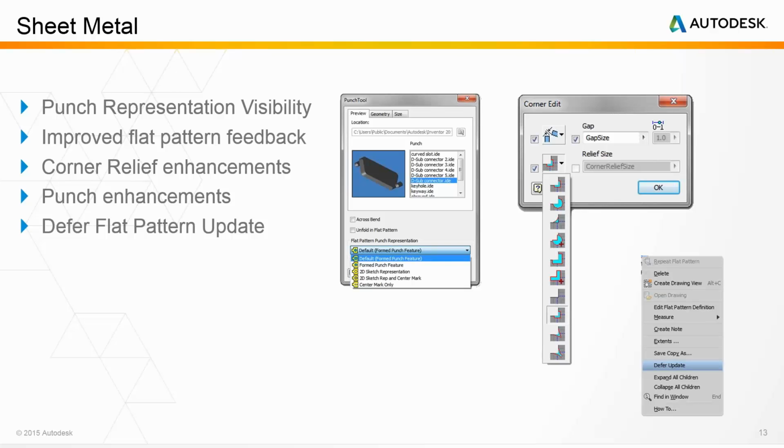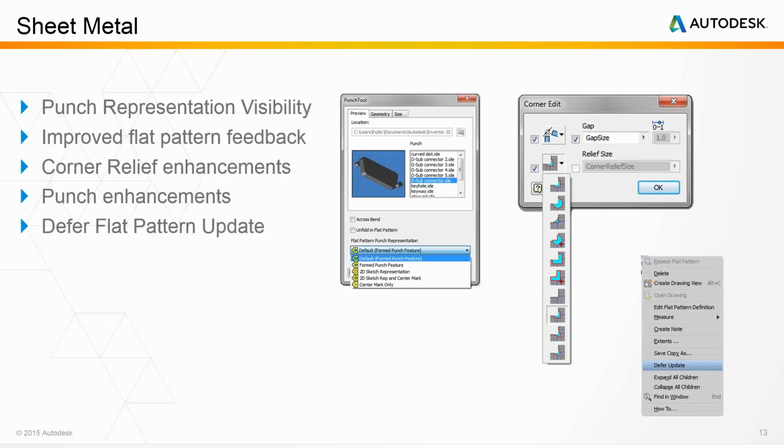Sheet metal has always been a strong area of Inventor, but you will still see incremental changes like we're seeing in here. So no drastic changes to the sheet metal, but more incremental to continue the evolution of this area of the product. New options let you control the individual punch representation display. You'll find that flat pattern overrides are added to the punch tool dialog box, and this includes show formed punch feature, show sketch representation, and show center mark.